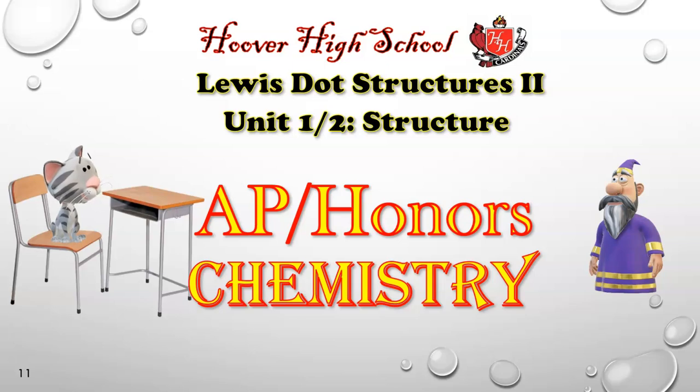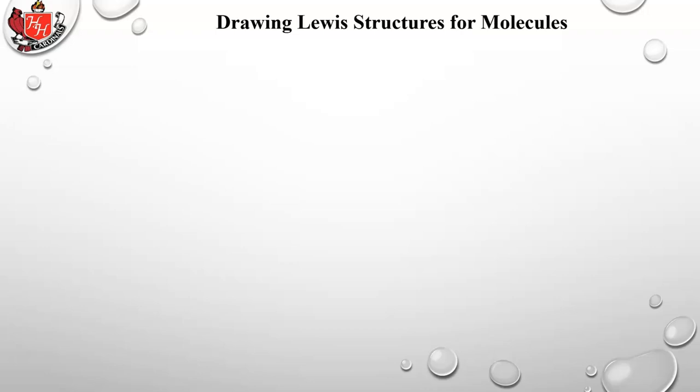All right, chemistry, we're on to our next lesson, and this is a short lesson on additional facts of Lewis dot structures. So we're going to start off by drawing another Lewis dot structure, this one of hydrocyanic acid, HCN.